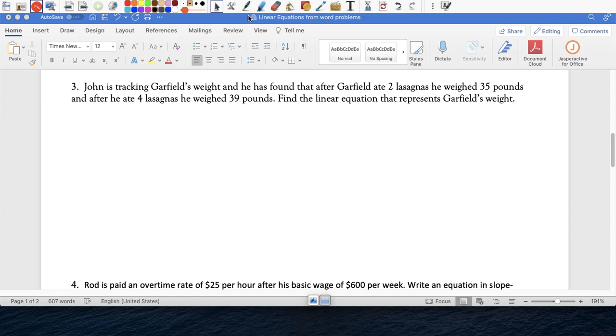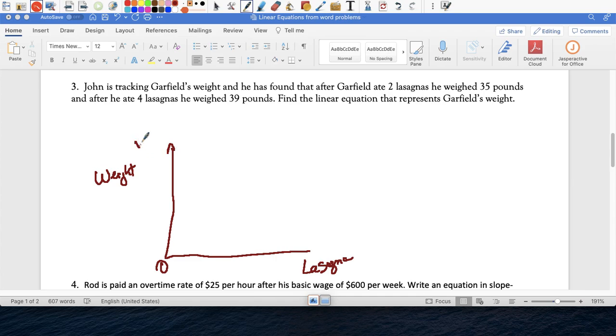Garfield, our cat. After 2 lasagnas, so 0, and this is the lasagnas that he's going to eat. So the weight of the cat, Garfield, depends on the lasagnas that he eats. So that would be my independent, x, and this would be my dependent. So 1, 2. Garfield was pretty famous for eating lasagnas. So after he ate 2 lasagnas, his weight was 35.